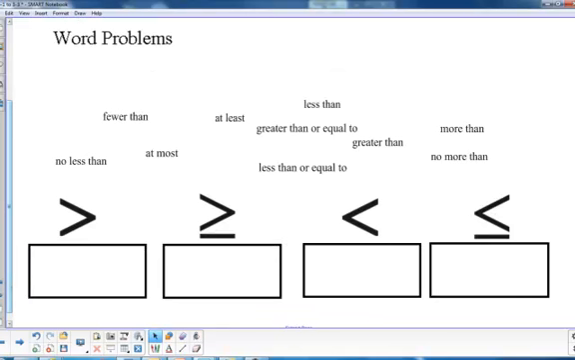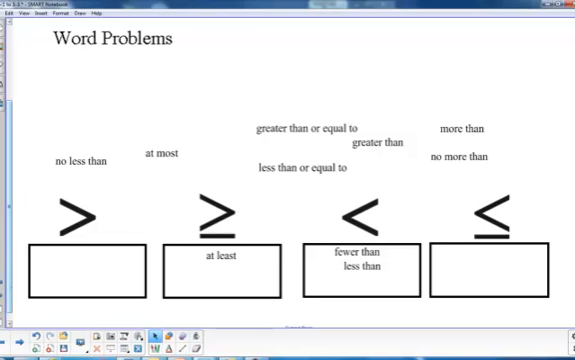So we're going to go ahead and take these words and put them where they should be. Fewer than is the same thing as less than. So those would both go there. At least, if I have at least $8, I could have $8 and I could have more. So I have at least $8, greater than or equal to $8.